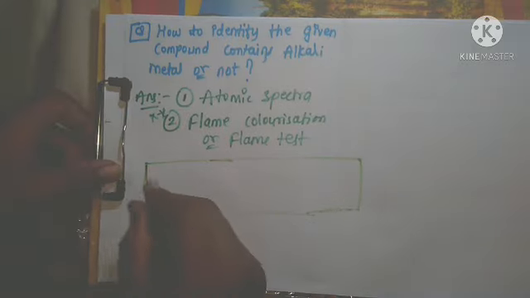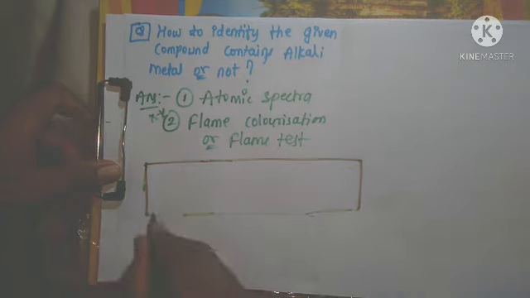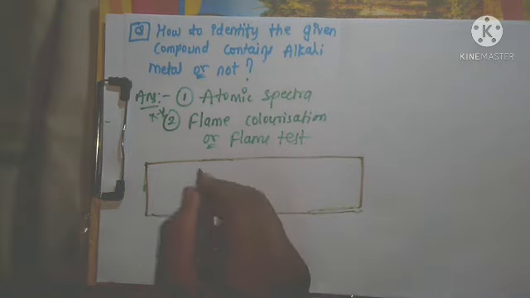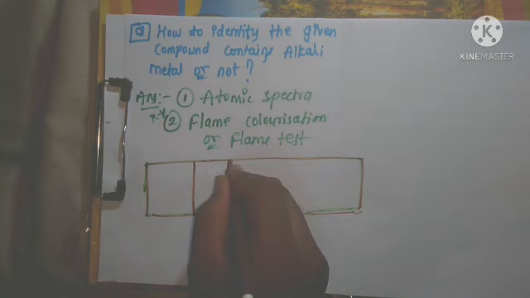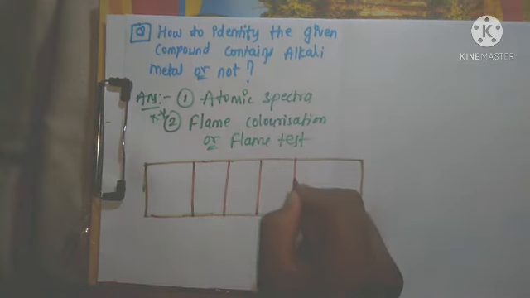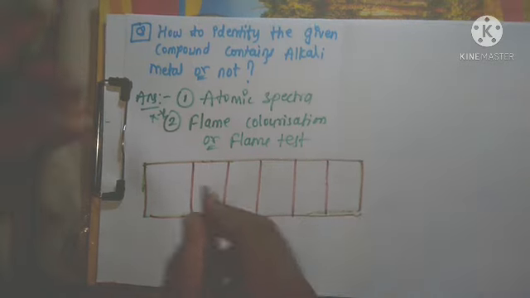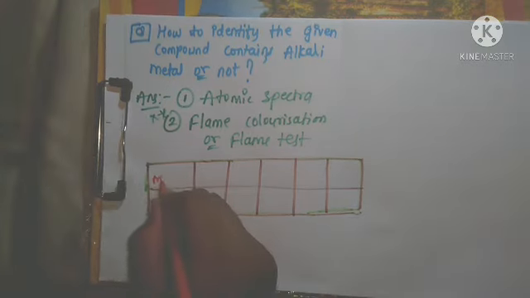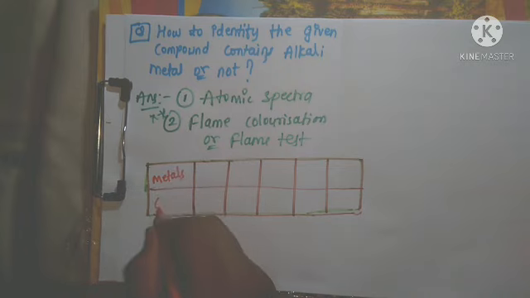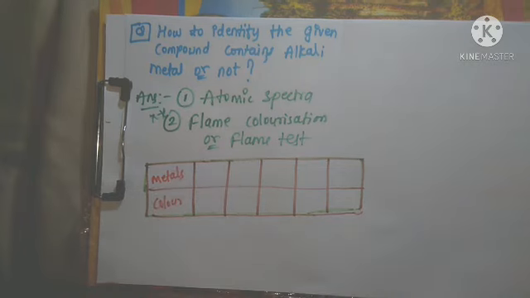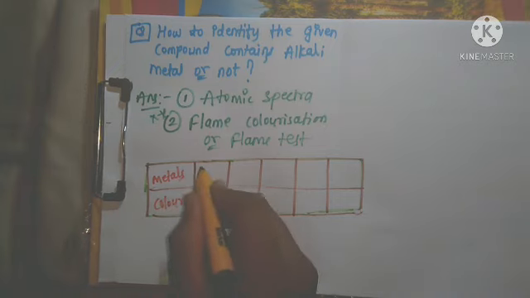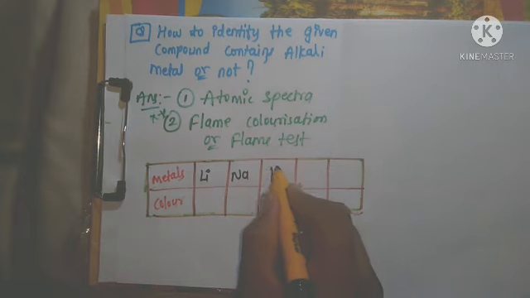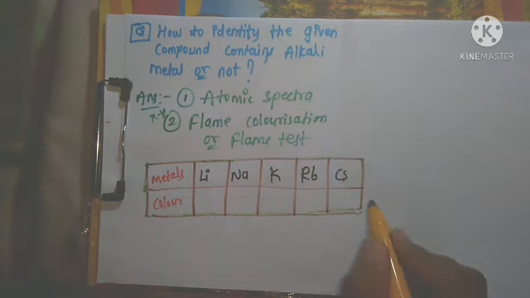Here I will write the alkali metals: lithium, sodium, potassium, rubidium, cesium, and francium. Why am I not taking francium? Because it is radioactive. And here I will write the color.